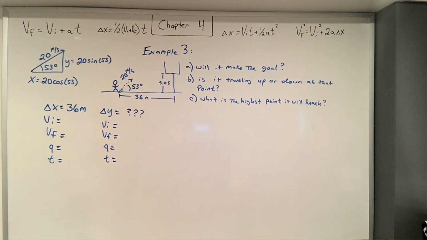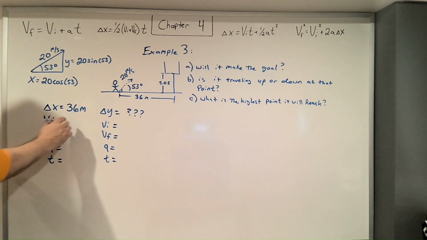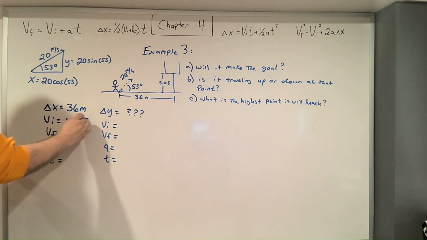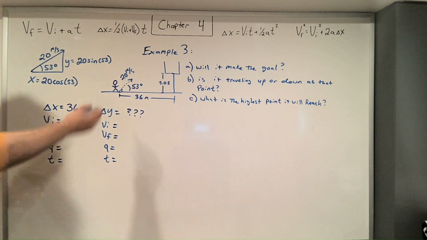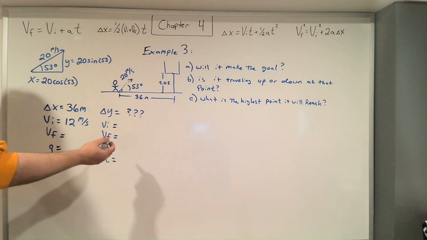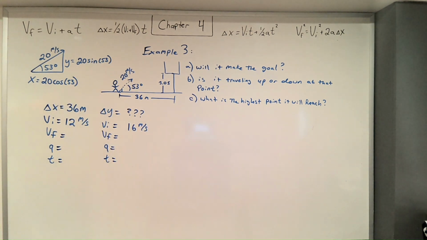Now when I plug those in, what do I get? Well, for the cosine of 53 times 20 for the x side, I'm going to get around 12 meters per second. And when I do the sine function for 53, I get 16 meters per second. So plug into your calculators, make sure you're actually getting those numbers, make sure you get everything correct and how it's supposed to go.